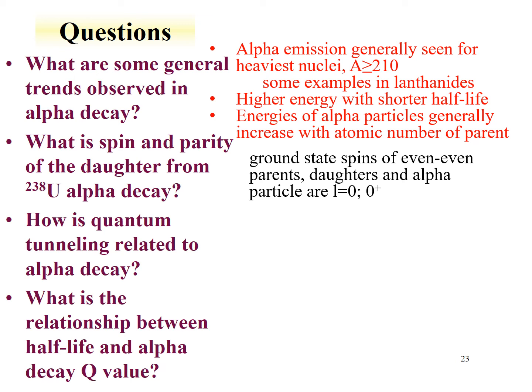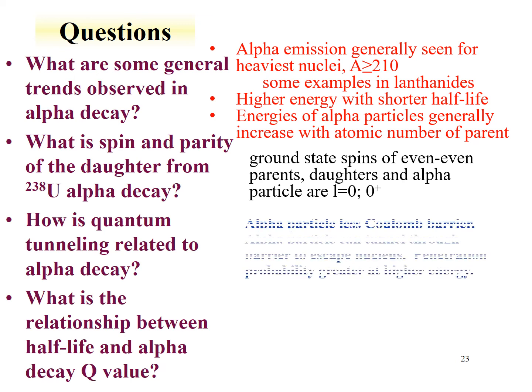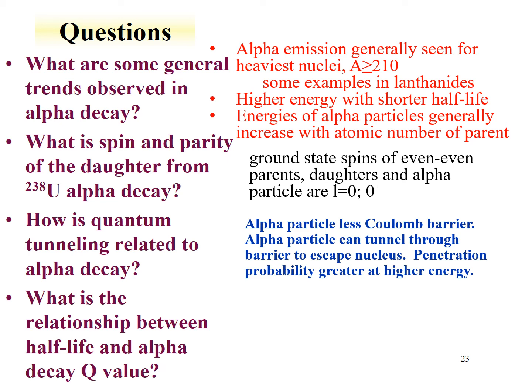How is quantum tunneling related to alpha decay? A topic that's popular in quantum mechanics. We know that the alpha particle energy is less than the Coulomb barrier. So somehow the alpha particle can escape from the nuclear potential with less energy than the potential itself. And this occurs by the alpha particle tunneling through a portion of the barrier. The penetration probability of the alpha particle is greater at higher energy, and that relates to a shorter half-life.